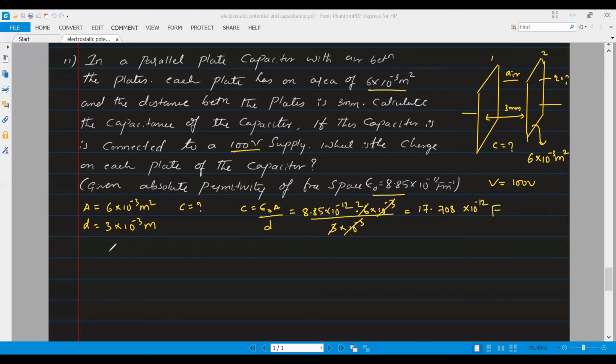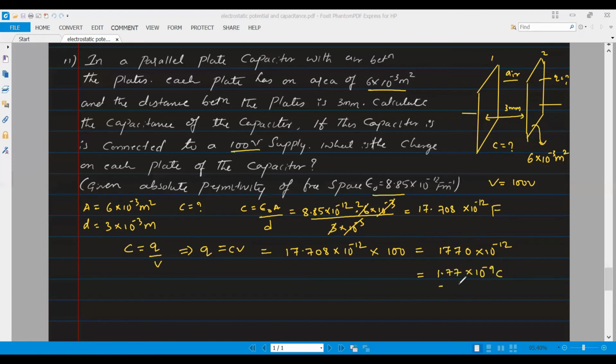Next, they have asked us to calculate the charge on this. The capacitance can be written as C is equal to Q by V, this is by the definition. So we can write Q is equal to C into V. The C value is known, 17.708 into 10 to the power of -12 into V, which is 100. So this is going to be 1770 into 10 to the power of -12, or else we can write this as 1.77 into 10 to the power of -9 coulomb. So this is the charge.